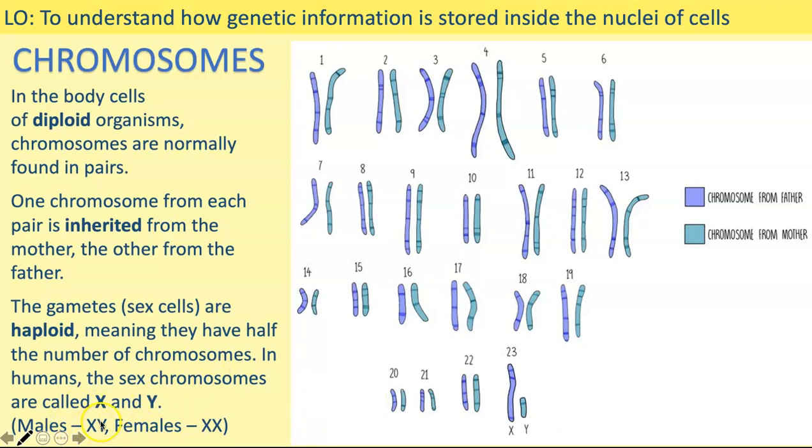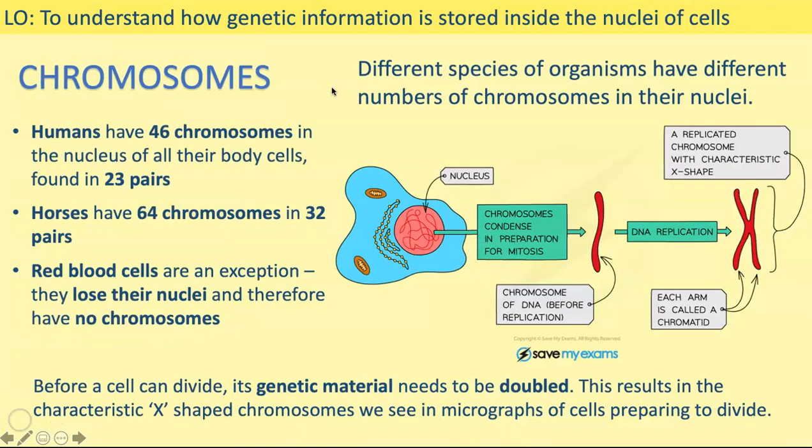Males have X and Y, females have 2 X chromosomes. Numbers of chromosomes in their nuclei, and that's what makes us different. So humans have 46 chromosomes in the nucleus of all their body cells, and these are found in 23 pairs.